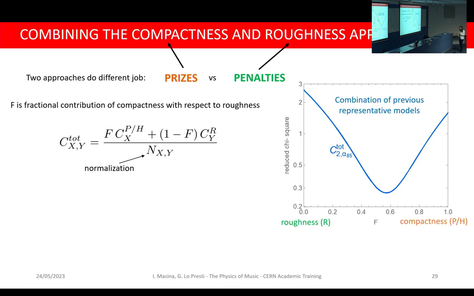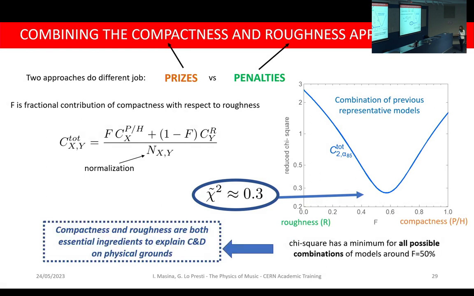So the conclusion is, well, okay, there is something. It is non-trivial that you have such a small reduced chi-square when you add the two models. It is not obvious that the sum of two models is better than any constituent model. It might absolutely not be the case. So the conclusion is that compactness and roughness are both essential ingredients to explain the physical characteristics of consonance and dissonance, at least in the Western tradition, for our answers.